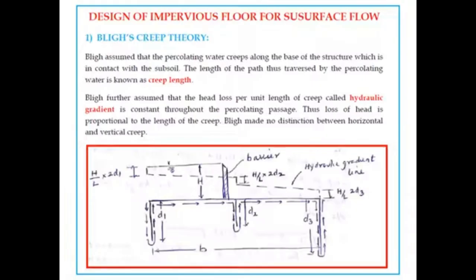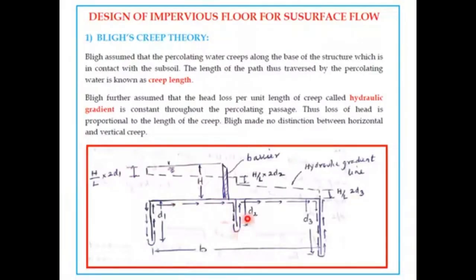Here Bligh assumes that the water always percolates like this, so it may percolate like here, which is shown by an arrow mark. Then again it may percolate like this, and then come out here at the downstream end. This percolating water path is what Bligh assumed, and it is known as the creep length.